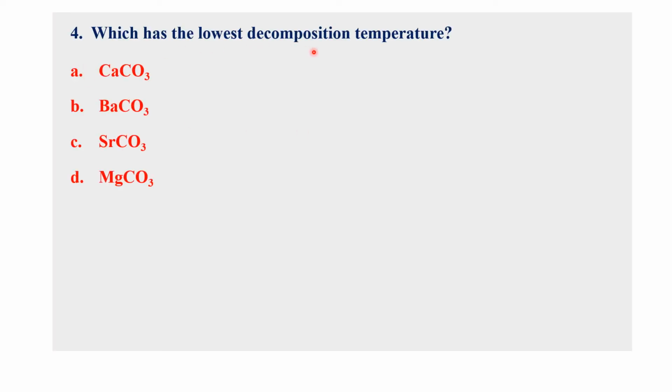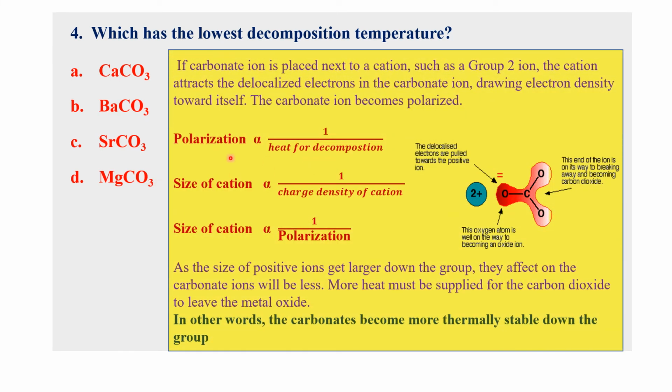Which has the lowest decomposition temperature: calcium carbonate, barium carbonate, strontium carbonate, or magnesium carbonate? Here a phenomenon is involved that is known as polarization or distortion of charge on the ion. Polarization depends upon the heat of decomposition, and the question is also about the decomposition temperature. Now, a compound with the lowest heat of decomposition has greater polarizability. It has an inverse relationship with polarization.